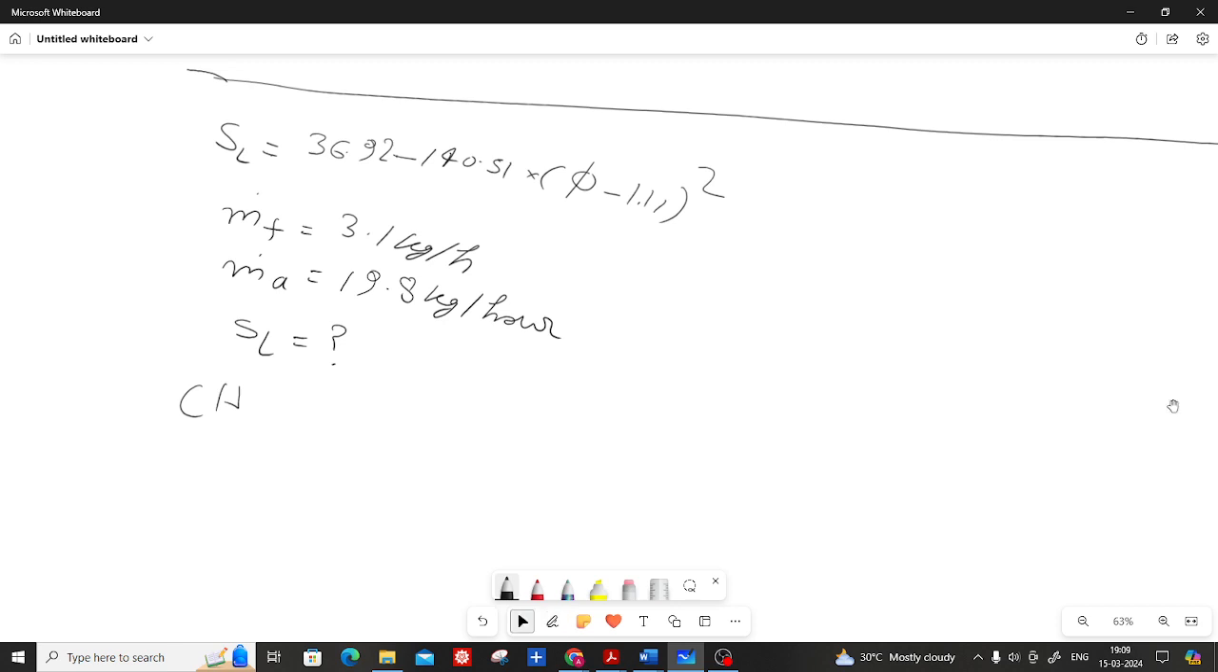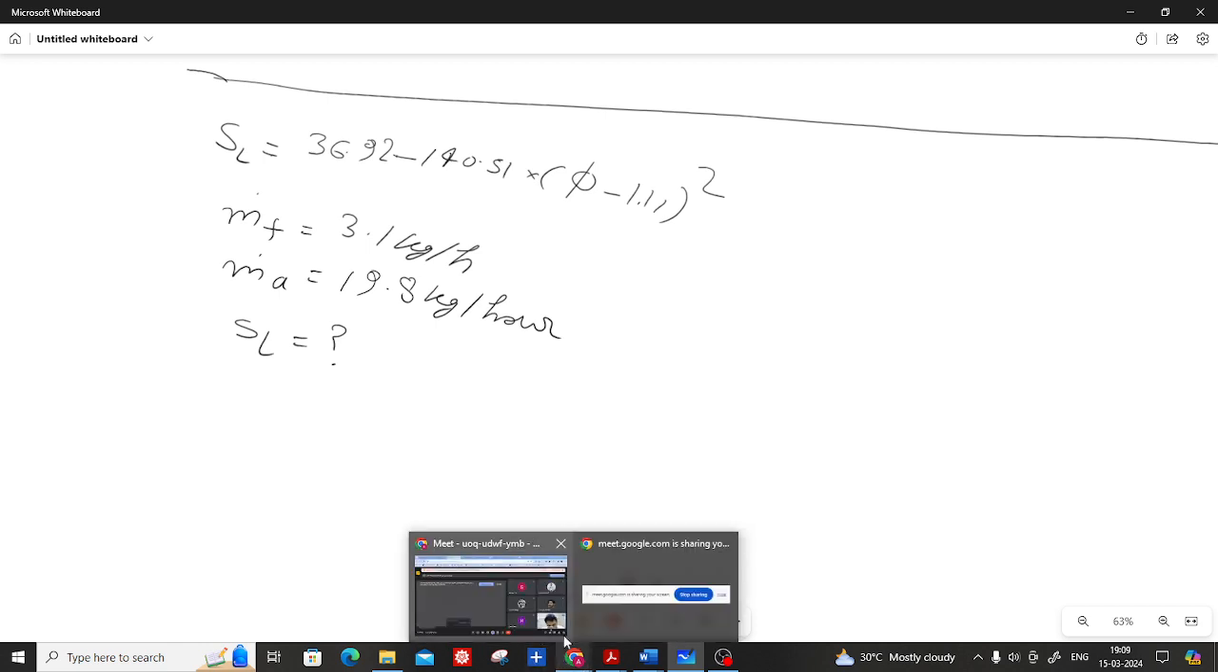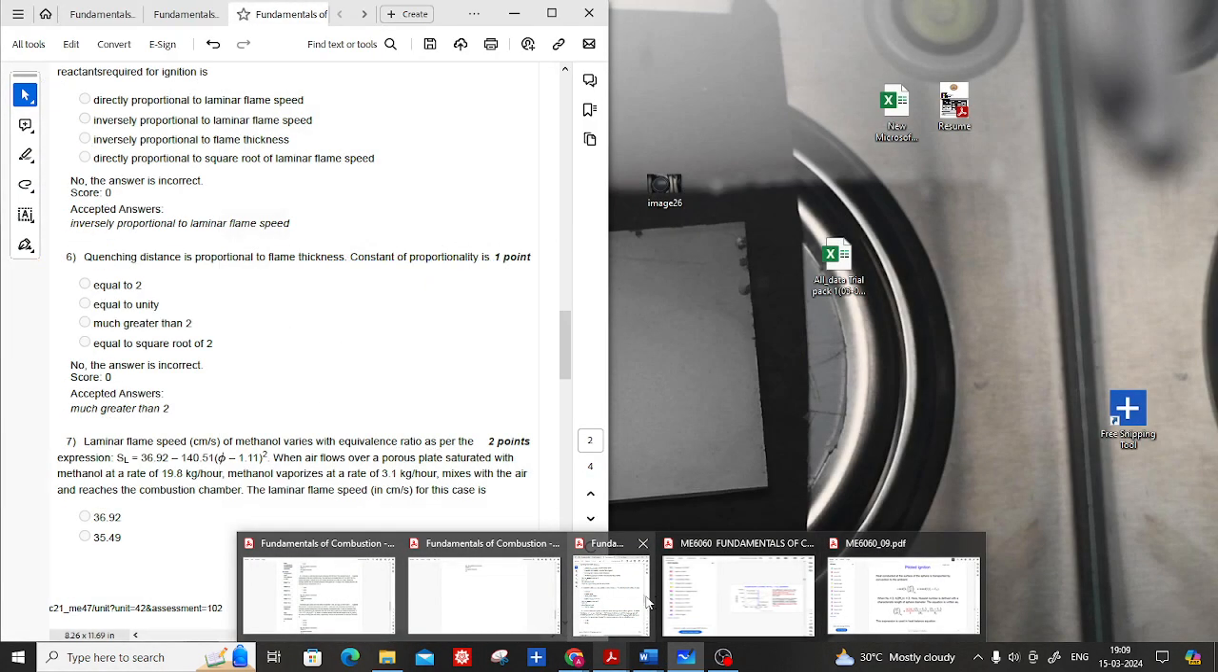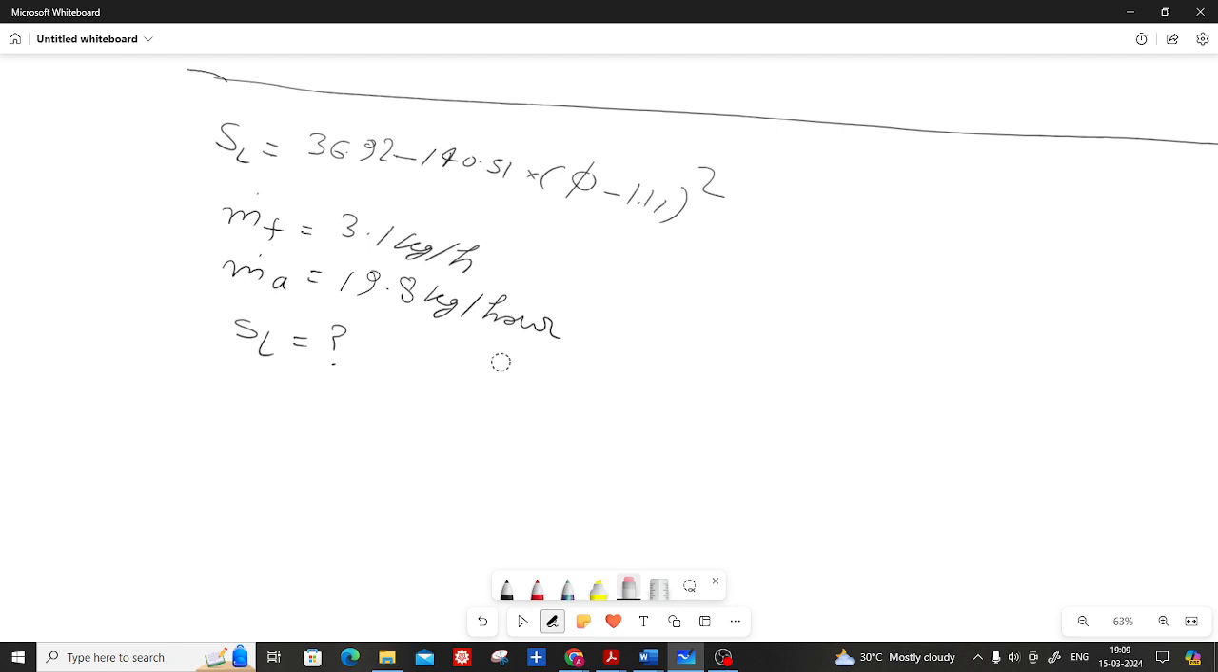Okay guys, I will solve this. In the question they are saying methanol is burning, right? Can anyone tell me what is the chemical formula of methanol? CH3OH, yes. Now see what is phi?